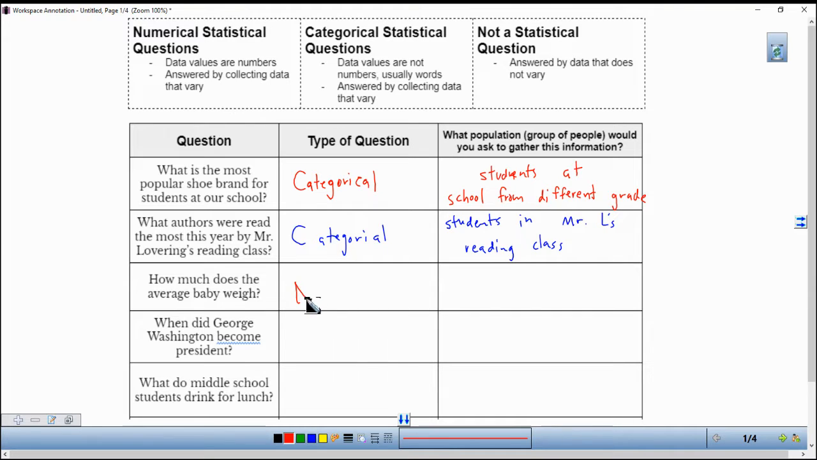So this is an example of a numerical question. It is statistical because the answers would vary from person to person. You're also gathering a number. Now, what population would you gather this data from?